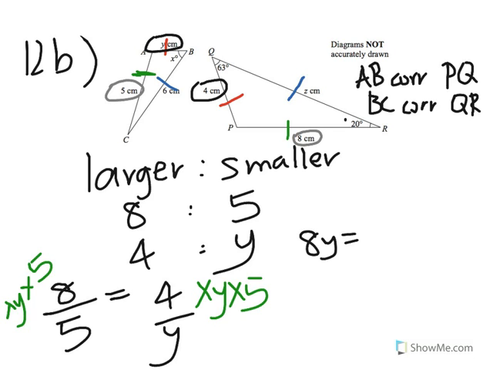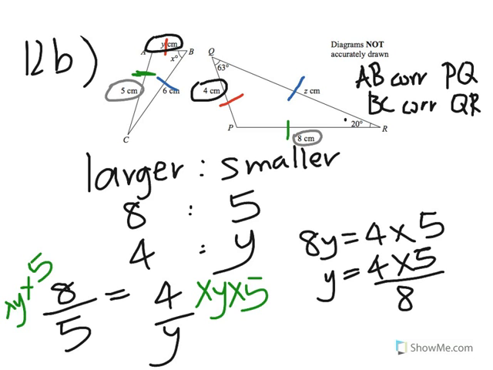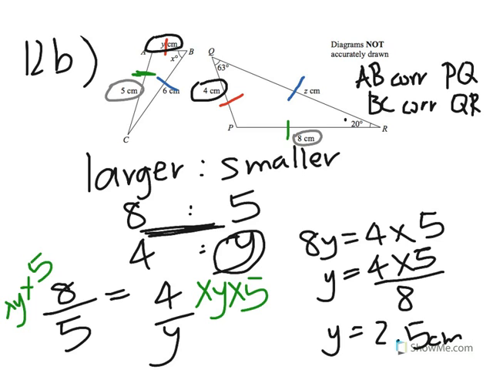8y is equal to 4 times 5. And then if I divide both sides by 8, I'm going to get y is equal to 4 times 5 over 8. And so y is equal to 2.5 centimeters. Basically, all you got to do is compare the ratio of lengths you know of both triangles, and then add the unknown length, and you can figure it out.